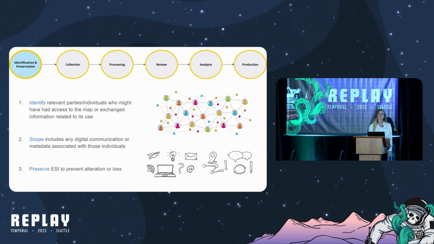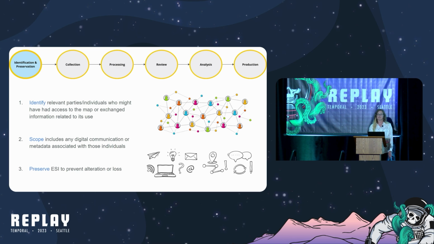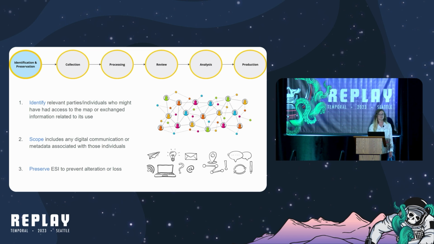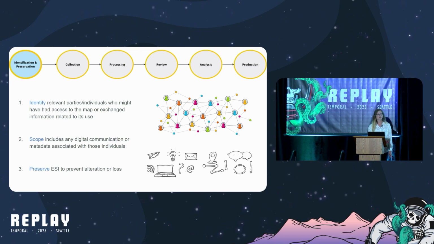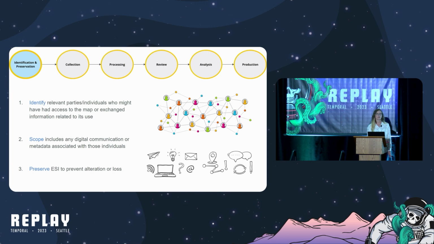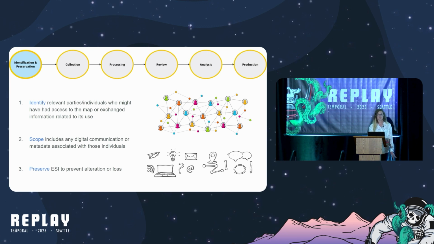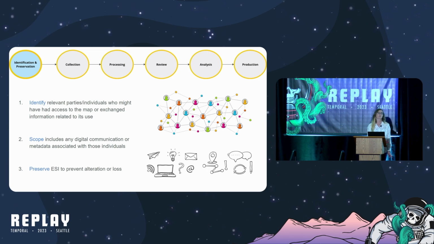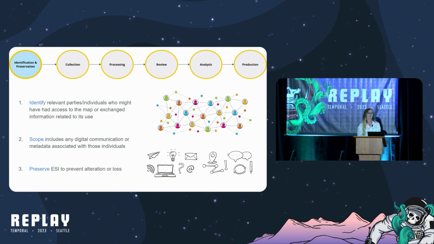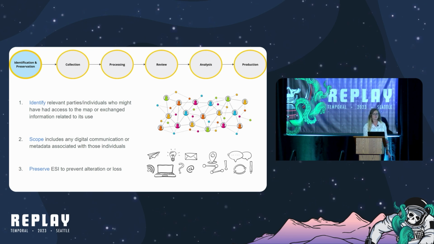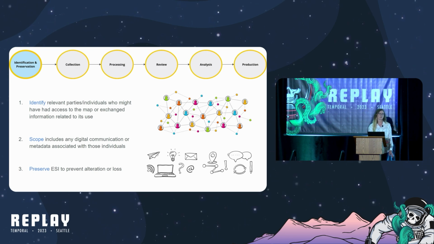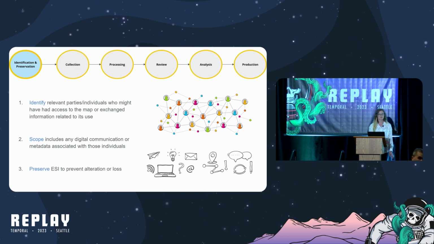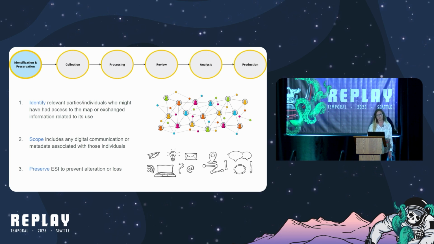The first thing that will happen is attorneys will identify individuals or parties that may have had access to the map or exchanged any information related to its use. The scope of data to collect will be any of the digital communications or metadata related to those individuals. To ensure the integrity of the data, the attorneys will ensure that any of the discoverable information cannot be modified or deleted. In fact, when such information is modified or deleted in a non-routine manner, that can be considered spoliation, which is a sanctionable offense in many cases.